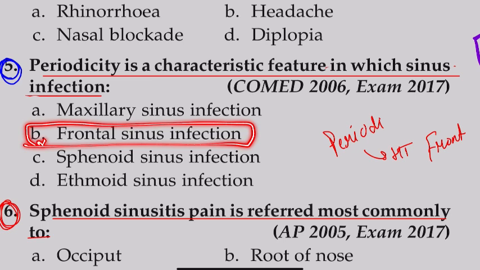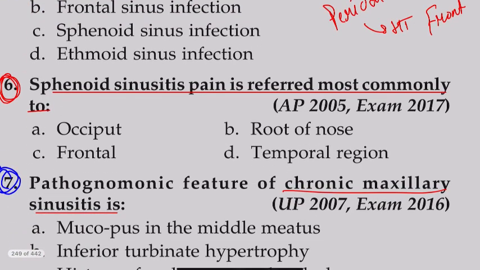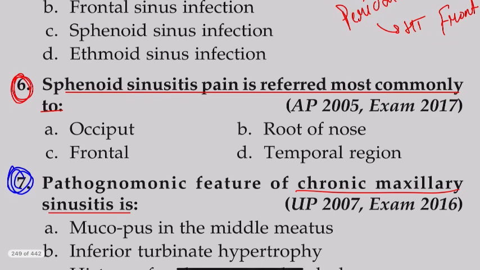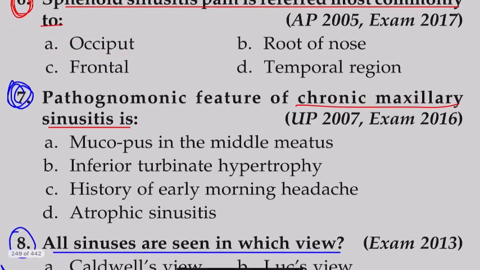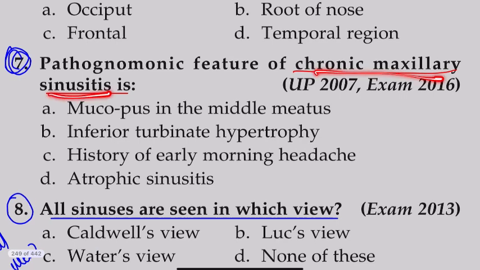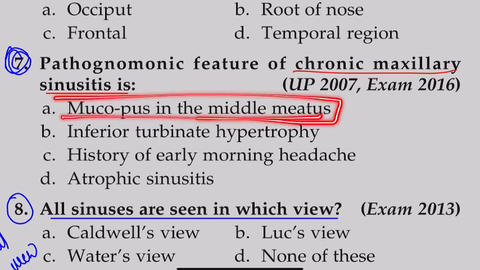Now talking about sphenoid sinusitis, where is the pain referred most commonly? The pain is referred to the occiput or vertex. Similarly, the pathognomonic feature of chronic maxillary sinusitis is mucopus in the middle meatus. That is the pathognomonic sign of chronic maxillary sinusitis.